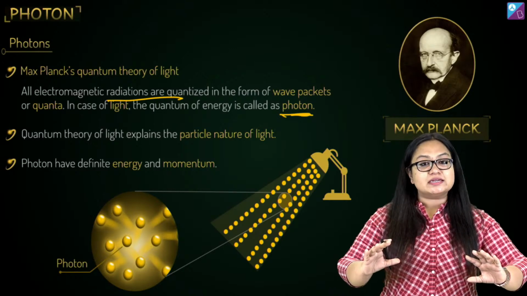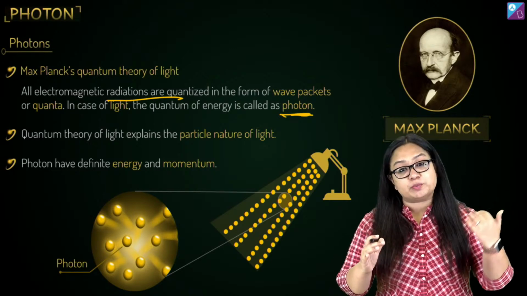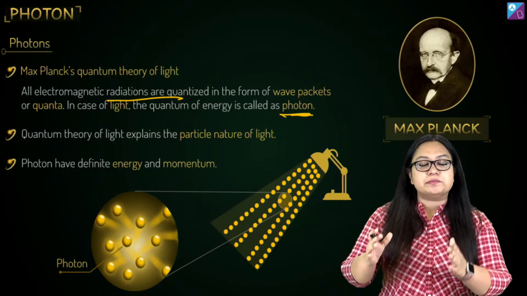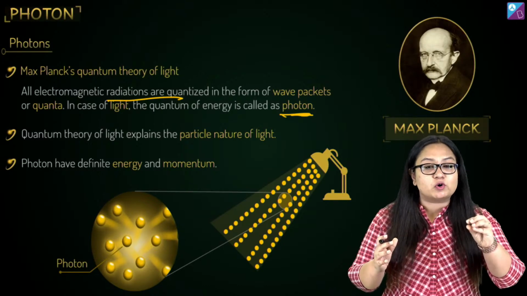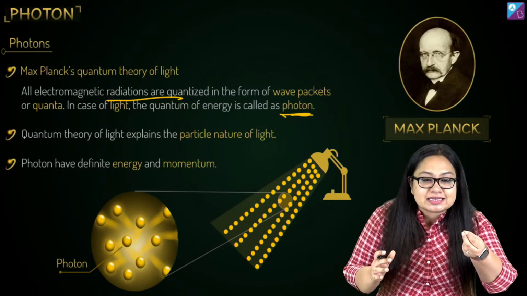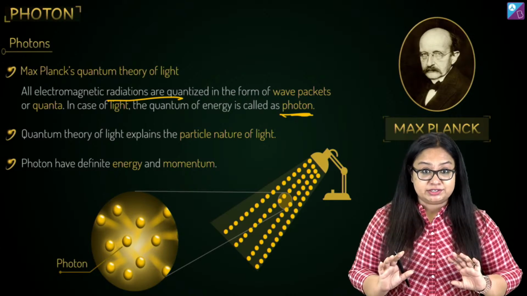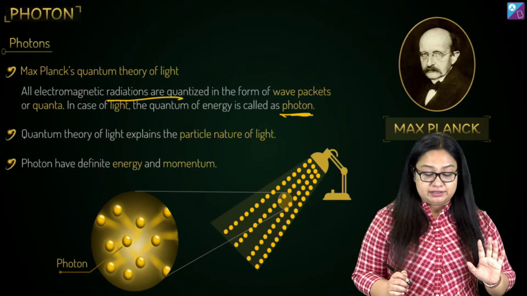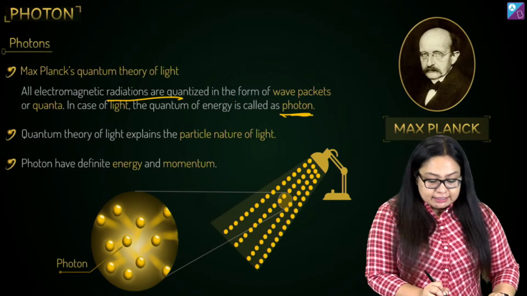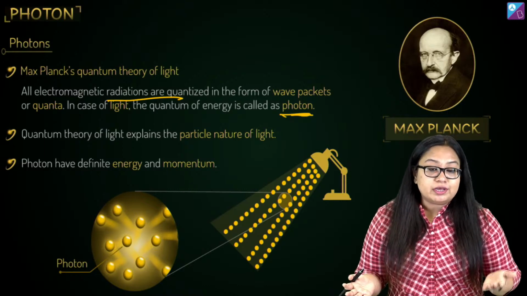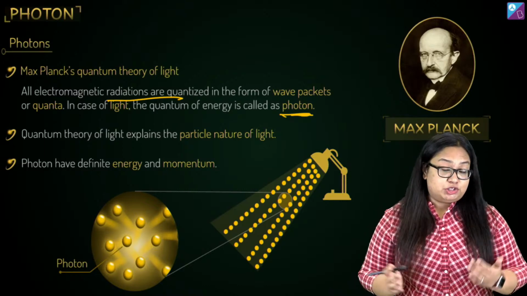So we understand that for light, for all electromagnetic waves, the energy comes in the form of photons. Photons are the smallest unit of energy of light. Now, if I talk about photon theory, what does it do? It explains the particle nature of light.